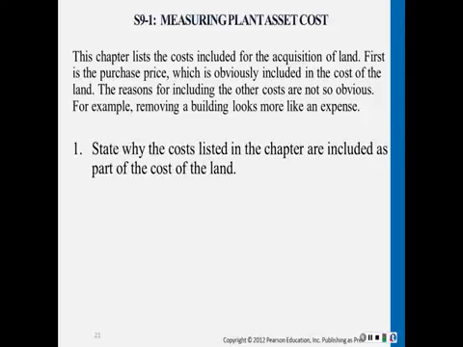This chapter lists the costs included for the acquisition of land. First is the purchase price, which is obviously included in the cost of the land. The reasons for including the other costs are not so obvious. For example, removing a building looks more like an expense. State why the costs listed in this chapter are included as part of the cost of land.